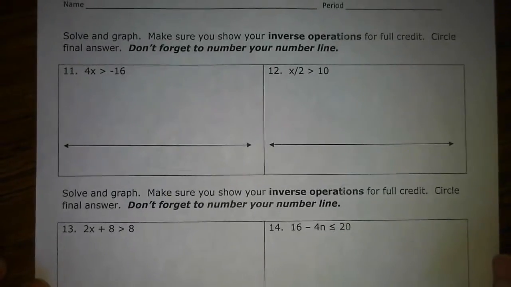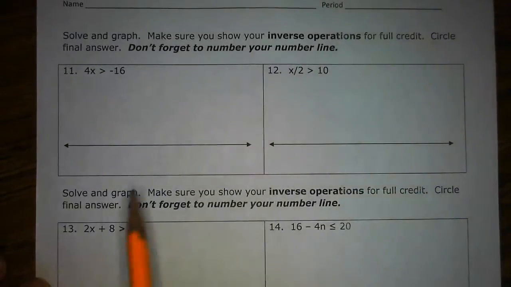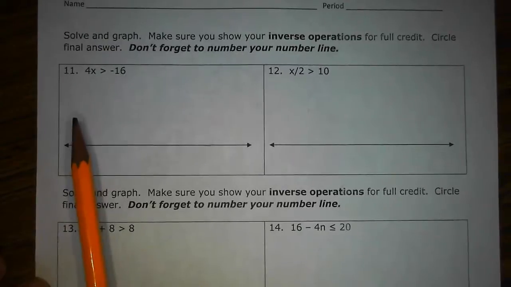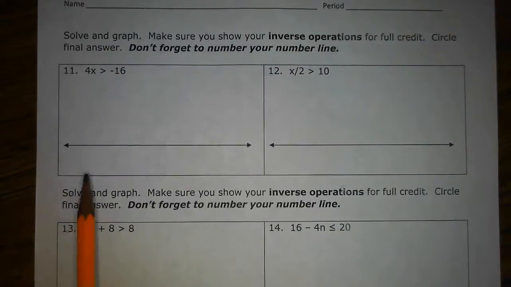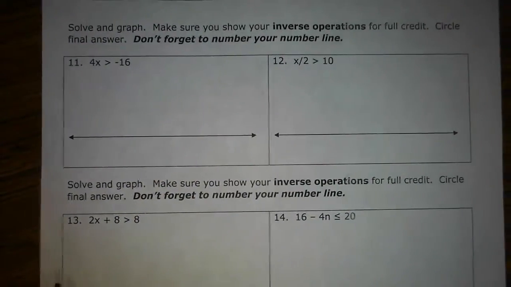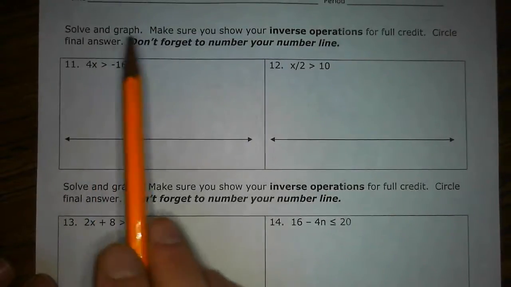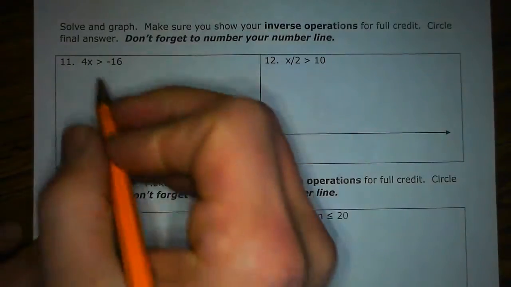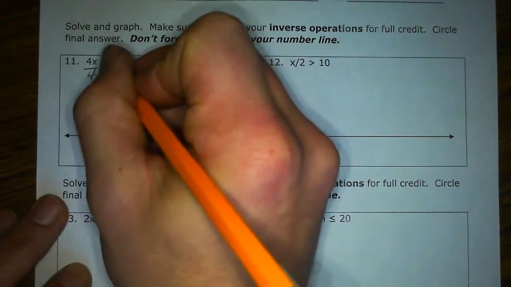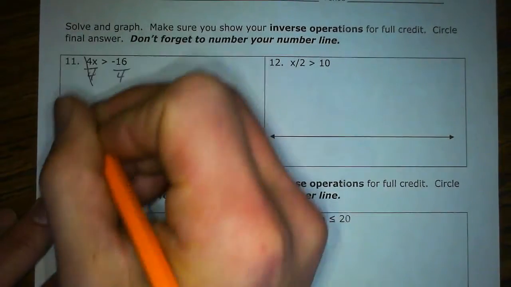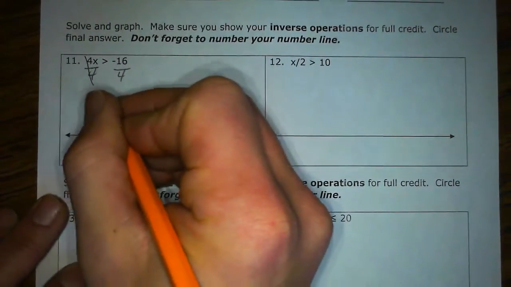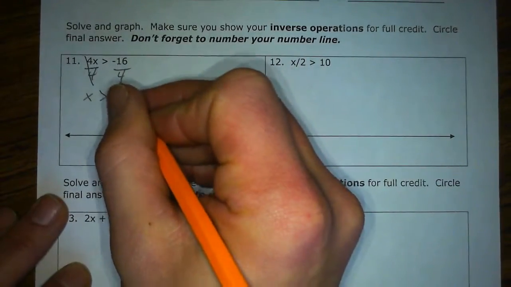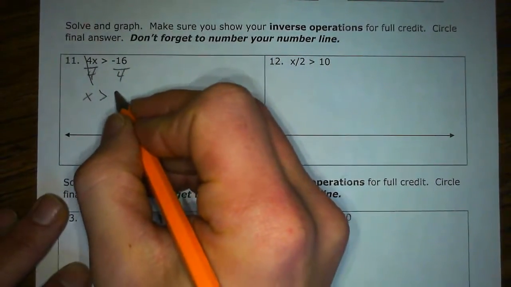The final section, which is the back page, each one of these is worth 3 points. So now you get 1 point for your correct answer, 1 point for showing your work, and 1 point for graphing the problem as well. Solve and graph. Make sure you show your work. Circle your answer. So here again we're solving and graphing. This is a one-step inequality. I'm going to divide by 4 on both sides. So we get x is greater than negative 16 divided by 4, which is negative 4.